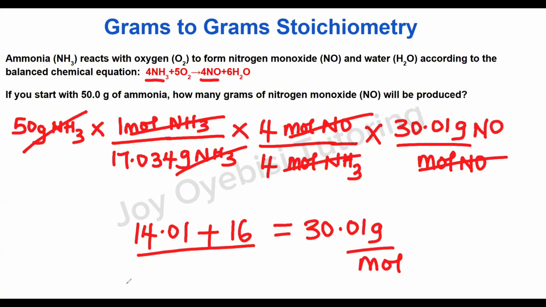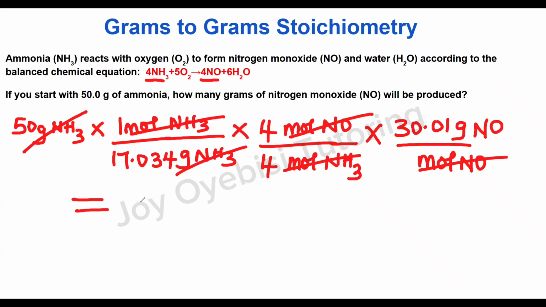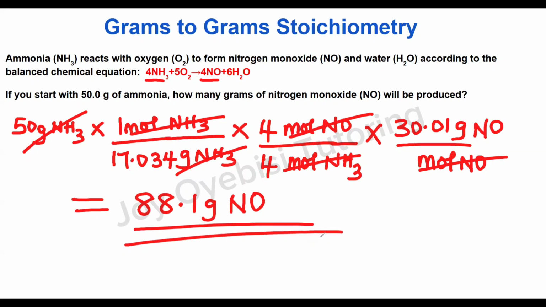So at this point, we're going to just go ahead and multiply and divide. So you have 50 times 4 times 30.01 divided by 17.034 times 4. That would then give us 88.1 grams of nitrogen monoxide. And that is our final answer.